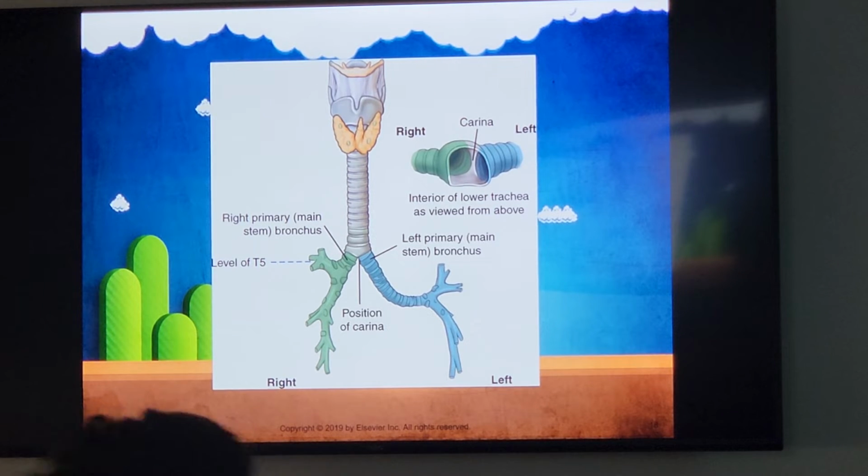So this is a look at the carina from internally. Once again, the point that it bifurcates is the T4, T5. It splits into the right and left bronchus.